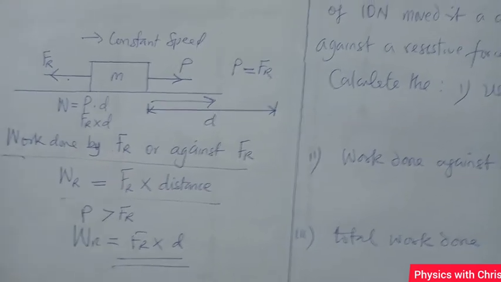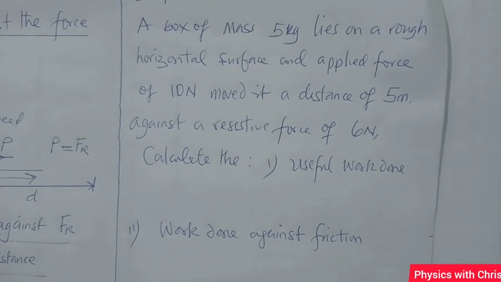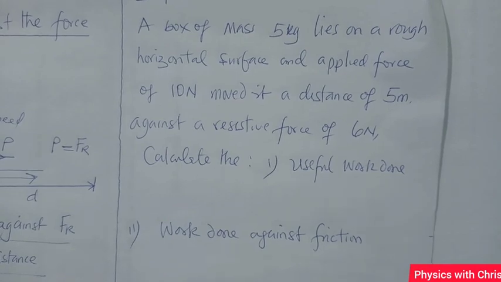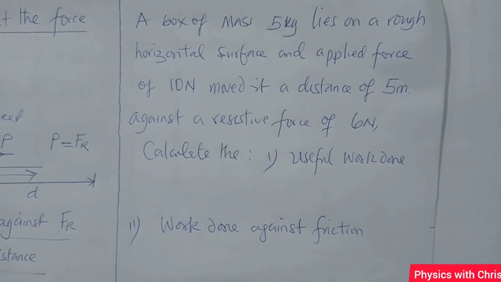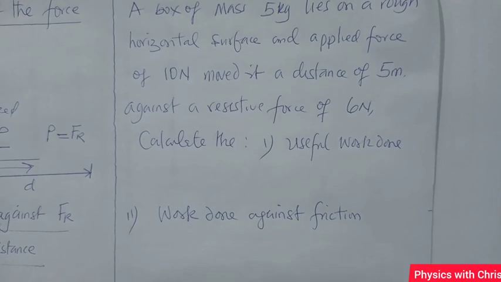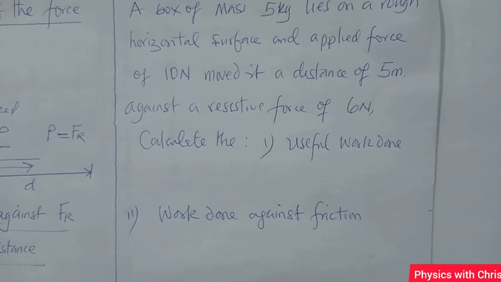Now I have an example here I want us to look at together. We have a box of mass 5 kg lying on a rough horizontal surface. An applied force of 10 Newton moved it a distance of 5 meters against a resistive force, look at that, of 6 Newton. The question says calculate, for this box of mass 5 kg, the useful work done.